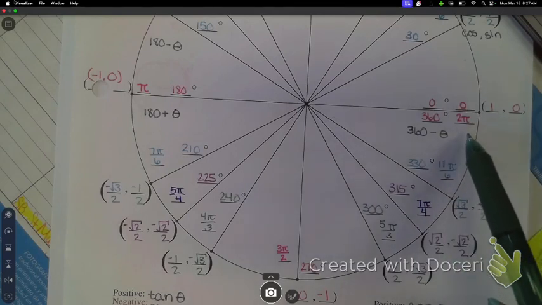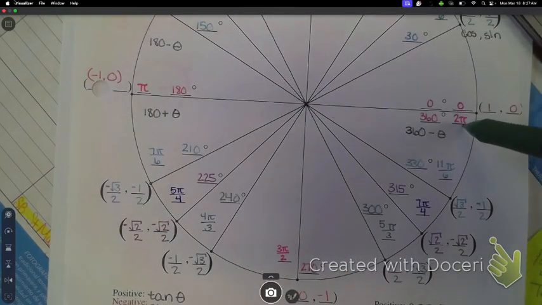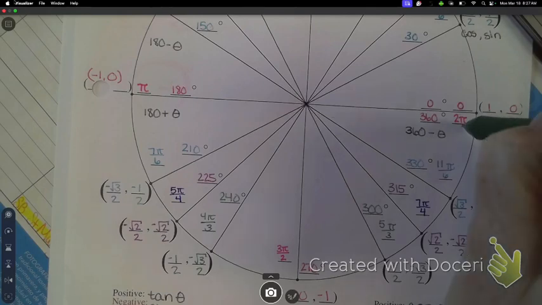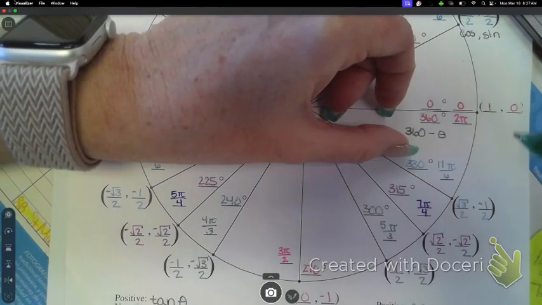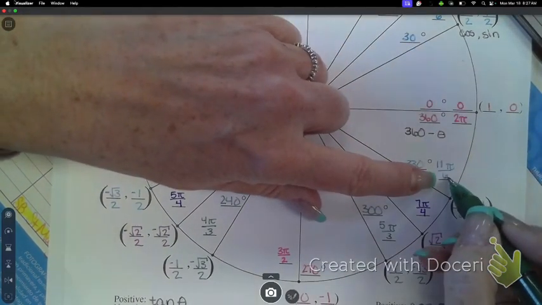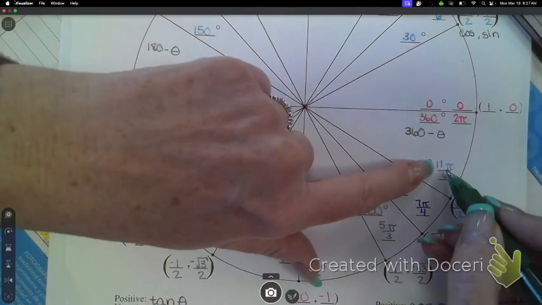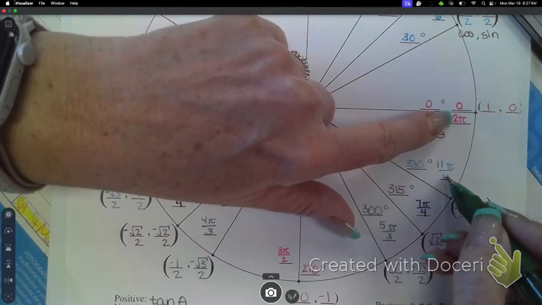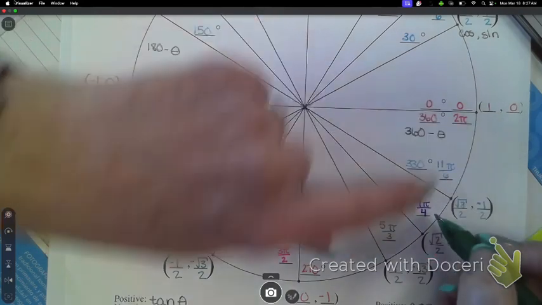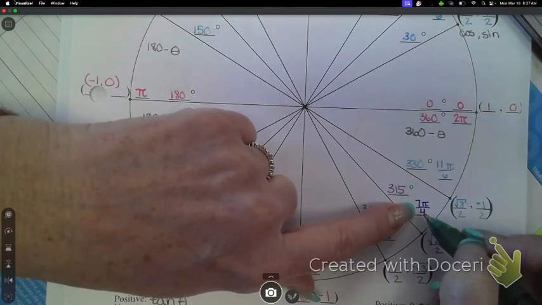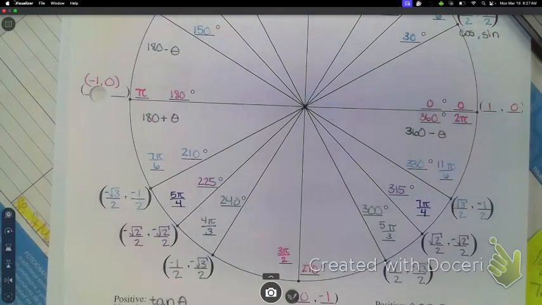Why? Because we were coming around, 360 is 2 pi, so we're 1 step away from getting there. 30 went into 180 6 times. So if I'm doing that, 12 pi over 6 would give me 2 pi, so 1 less than that would be 11. And then 7 pi over 4: 8 pi over 4 would give me 2 pi, so 7 pi over 4. Does that make sense now?